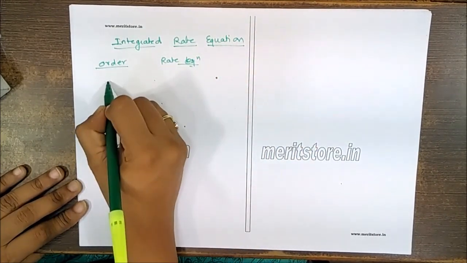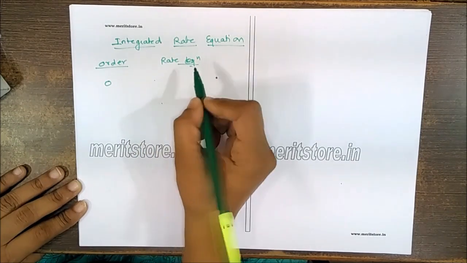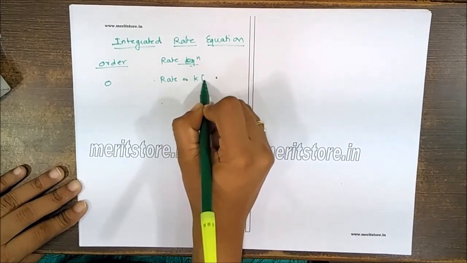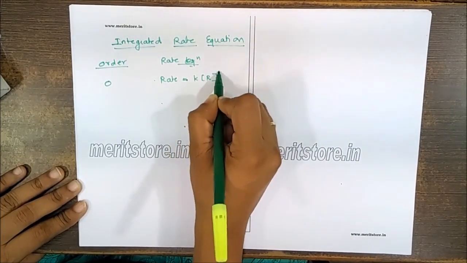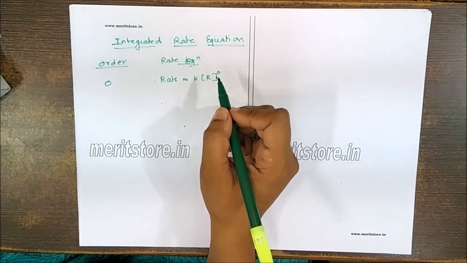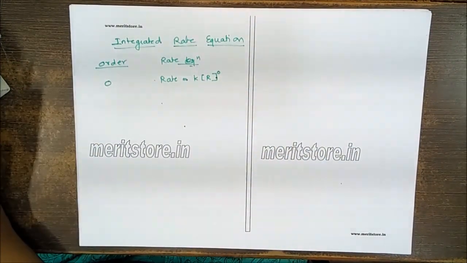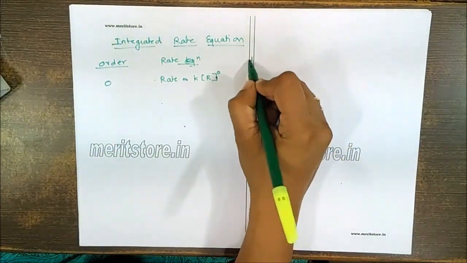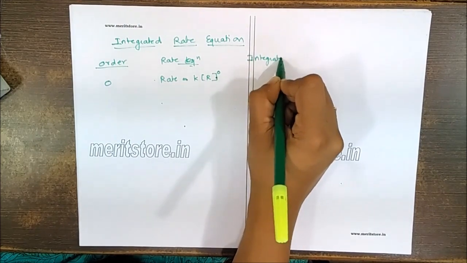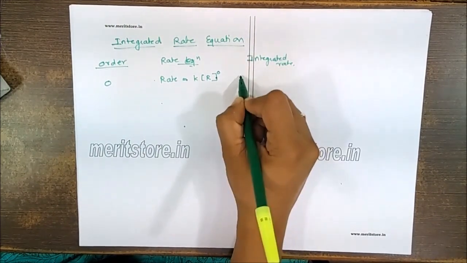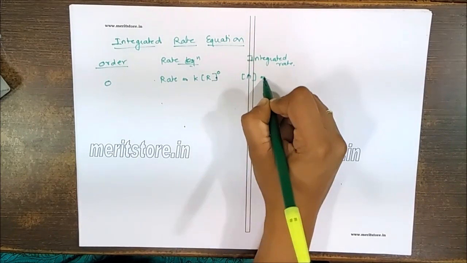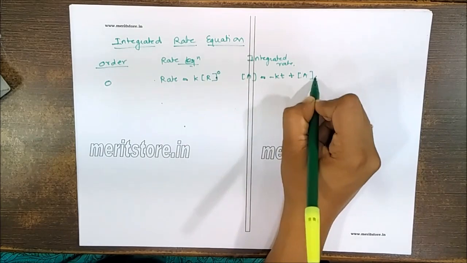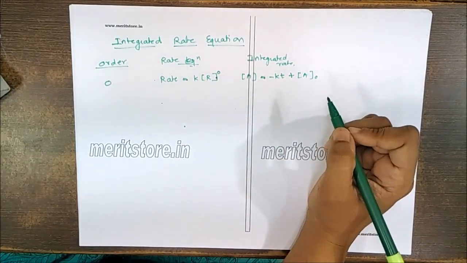Now in the case of, let's say, a zero order reaction, we know the rate for the zero order reaction is independent of the reactant concentration, so I will write rate = K into A to the power 0. This indicates the rate is independent of the reactant concentration. The integrated rate law for this is concentration of A = minus K into T plus concentration of A0. This is the integrated rate law.